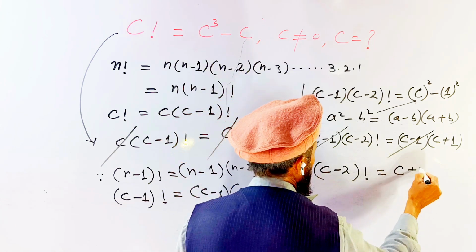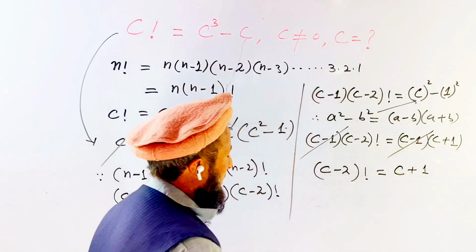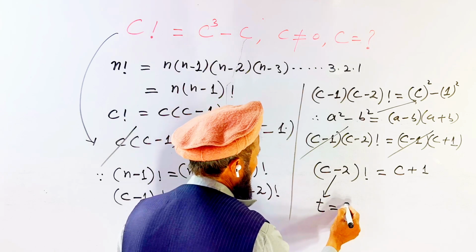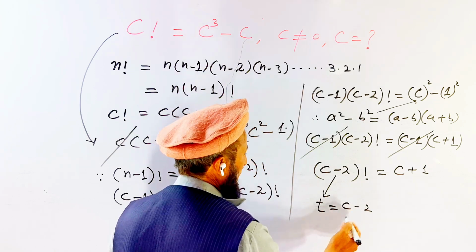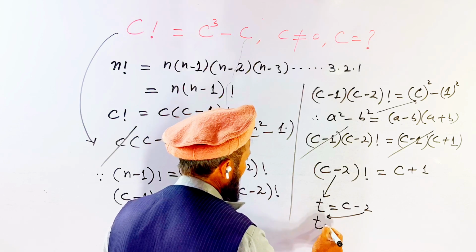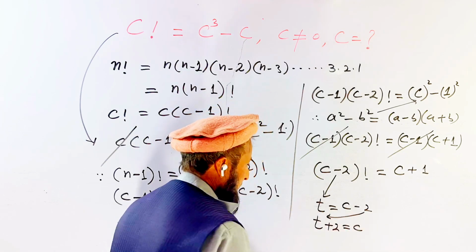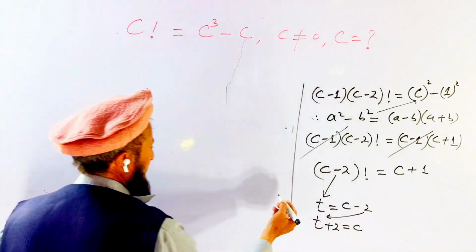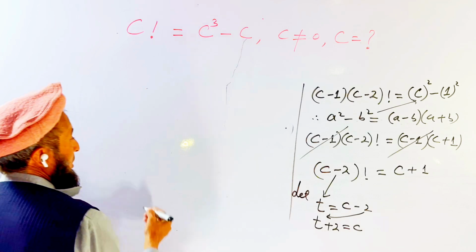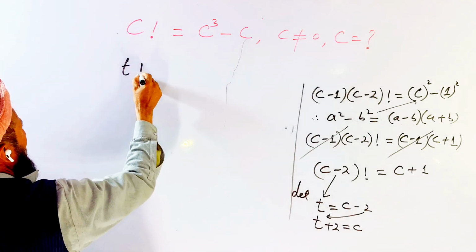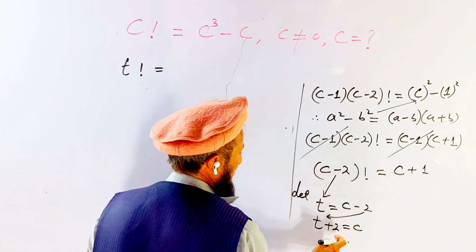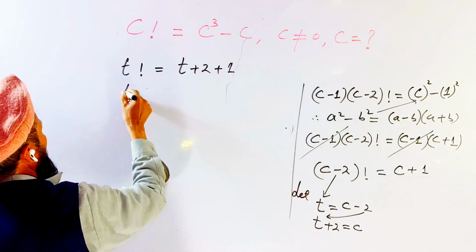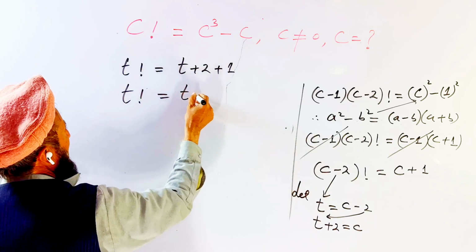C minus 2 factorial is equal to C plus 1. Now we make a supposition: we assume that C minus 2 is equal to T. So what is the value of C? We change it here, so T plus 2 is equal to C. Now C minus 2 is reduced to T, so T factorial is equal to C plus 1, where C is T plus 2, so T plus 2 plus 1. So T factorial is equal to T plus 3.